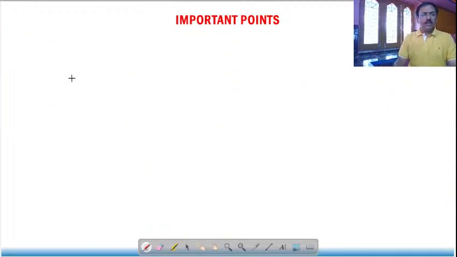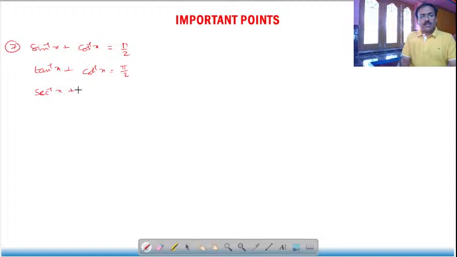Right, friends. Seventh observation is, friends, sine inverse x plus cos inverse x is nothing but pi by 2, and tan inverse x plus cot inverse x is nothing but pi by 2. Even secant inverse x plus cosecant inverse x is also going to be pi by 2, dear friends. You see here, one function has the range minus pi by 2 to pi by 2, the other has range 0 to pi. This is why the result holds good here.